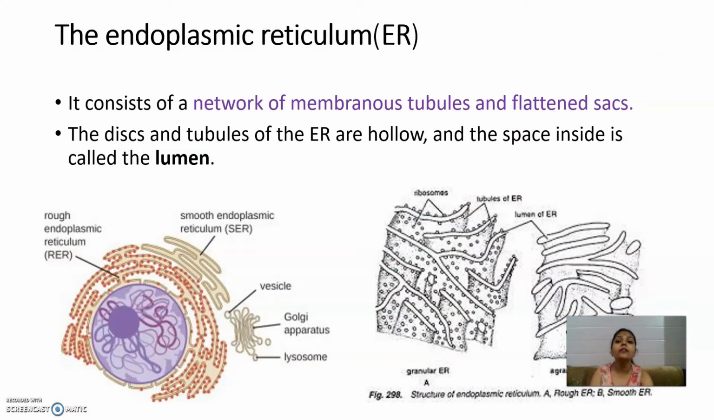Let's proceed forward with the endoplasmic reticulum. Of course, it consists of the tubules and the flattened sacs. You can see here. This is the diagram of the rough ER and the smooth ER. The discs and tubules of this ER are hollow. Here you can see the hollow tubules are visible. The space inside this is called the lumen. We have already discussed this.